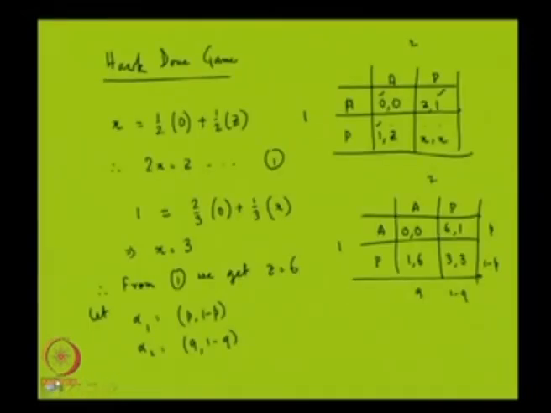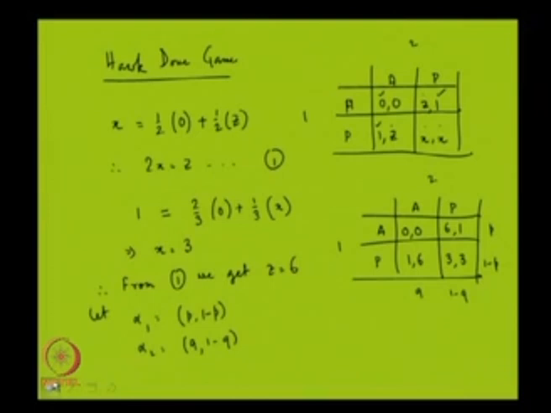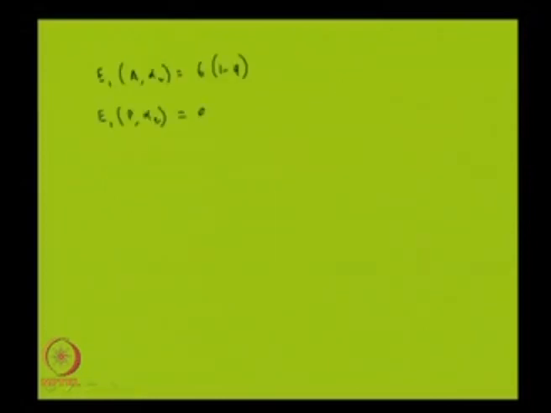Now, expected payoff to player 1 from action aggressive is given by, if he plays aggressive, from this he gets nothing. From this, he gets 1 minus q multiplied by 6. If he plays passive, then the expected payoff is q plus 3 multiplied by 1 minus q. So, these are the expected payoffs, and if the first value is greater than the second value, then p is going to be 1 and the other cases follow from there.